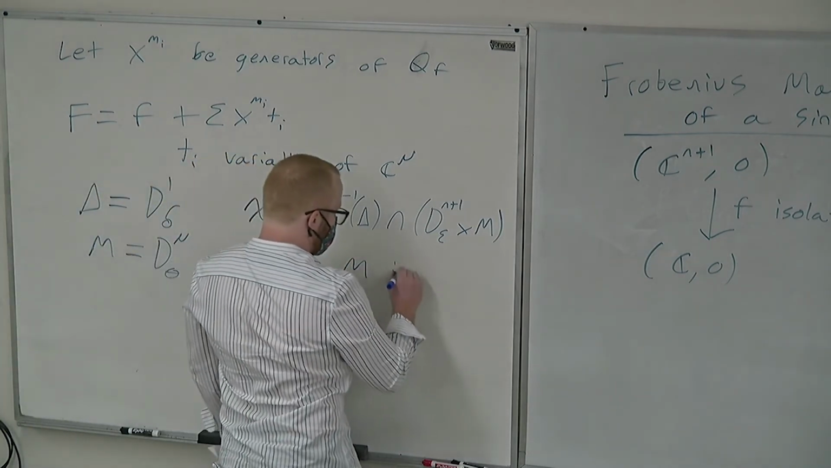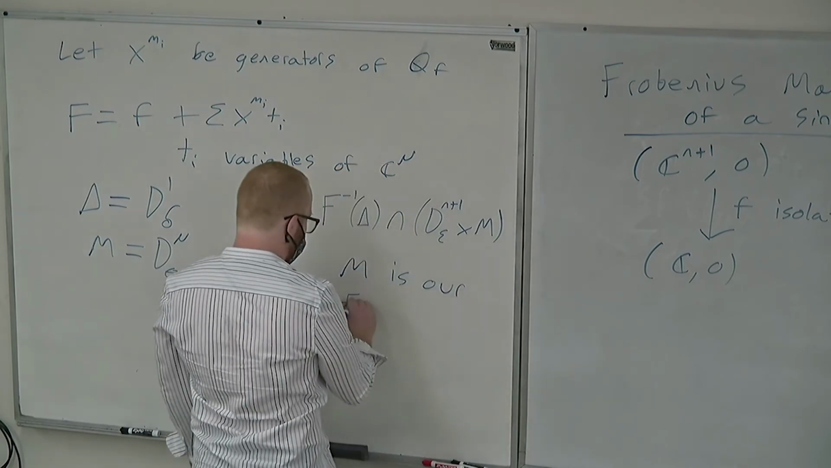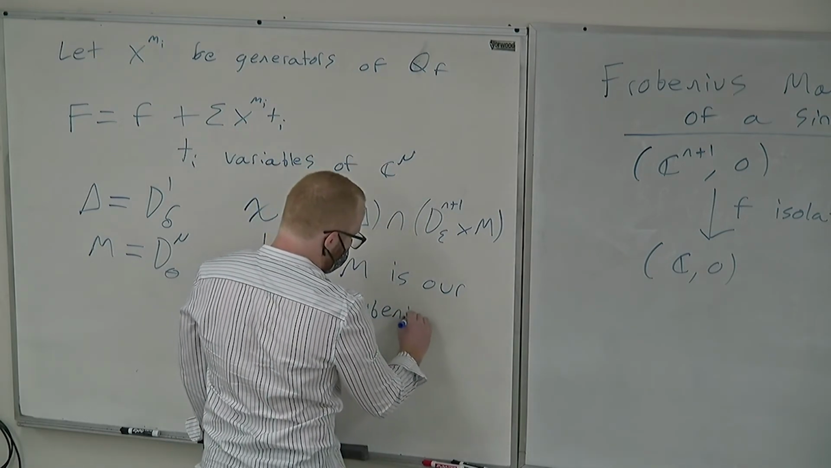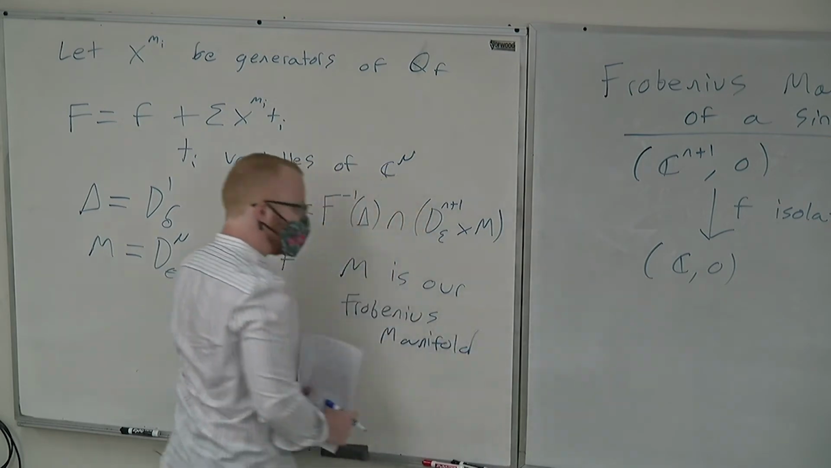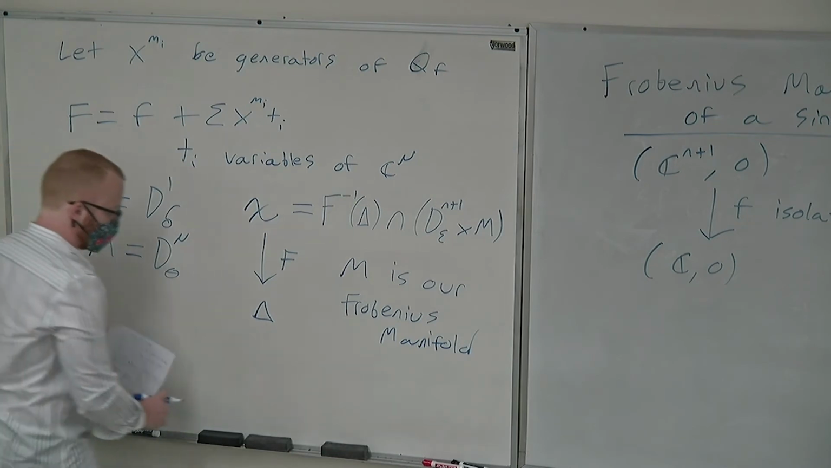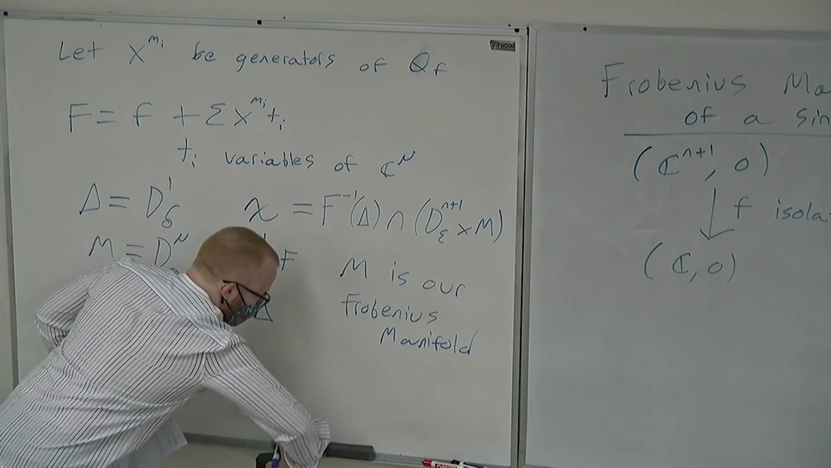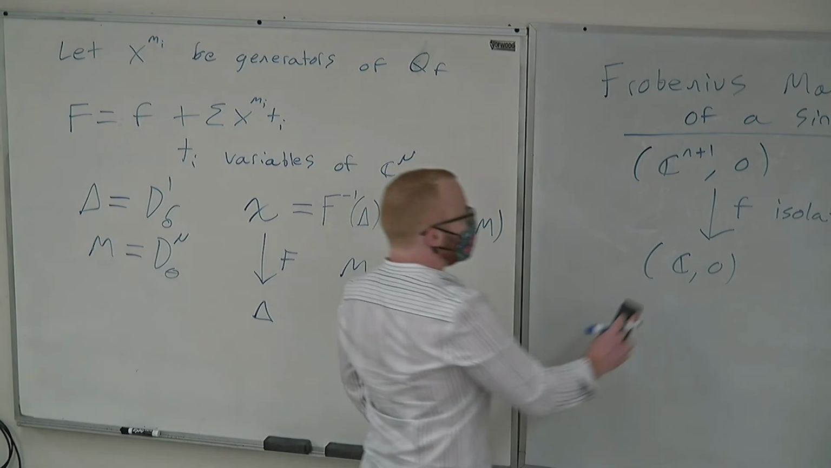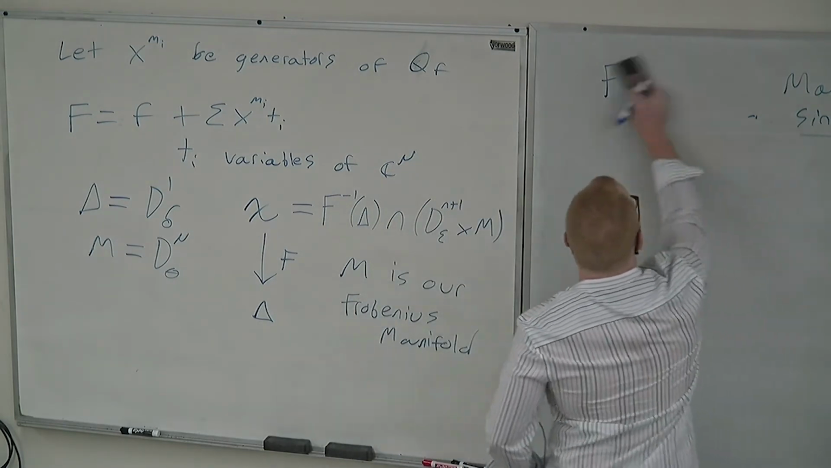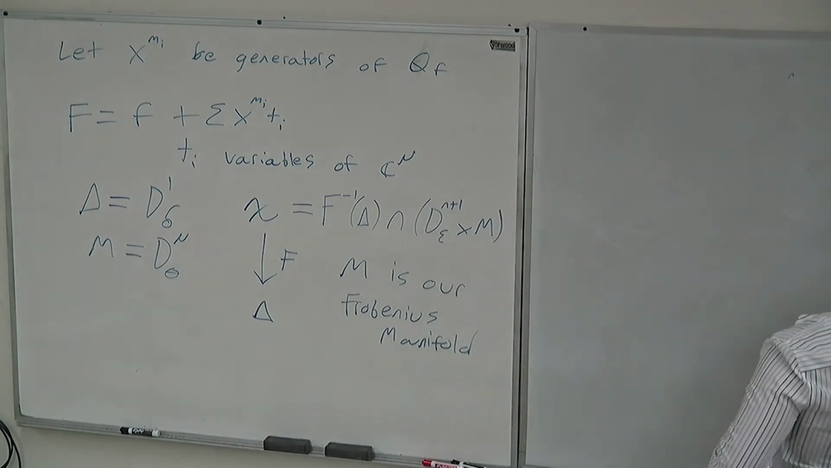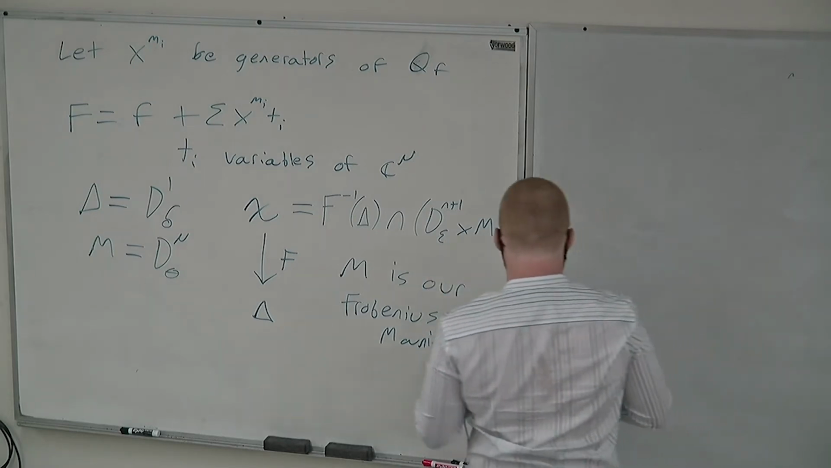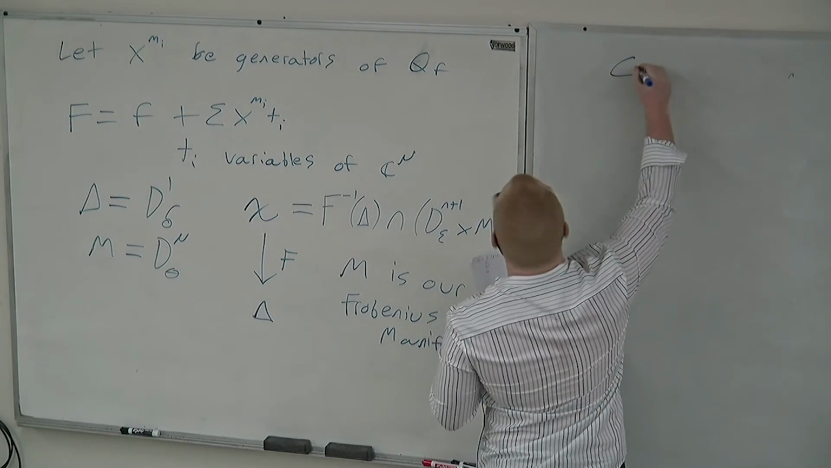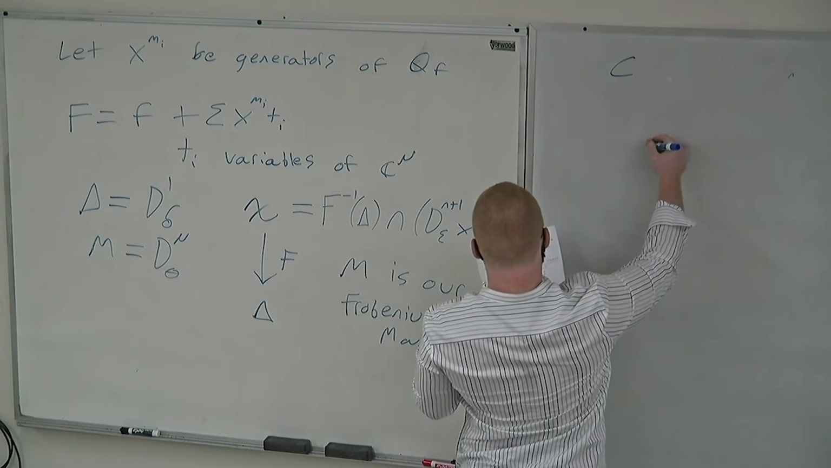So M is our Frobenius manifold. Now, I should say M isn't the Frobenius manifold, because a Frobenius manifold is a manifold with a lot of extra structure, right? So M is the base space of our Frobenius manifold. But we need to have some sort of structure on the tangent bundle of this base space in order to get a Frobenius structure, right? So there's a lot of moving parts to these Frobenius manifolds. But let's see if I can go over them in a timely fashion.